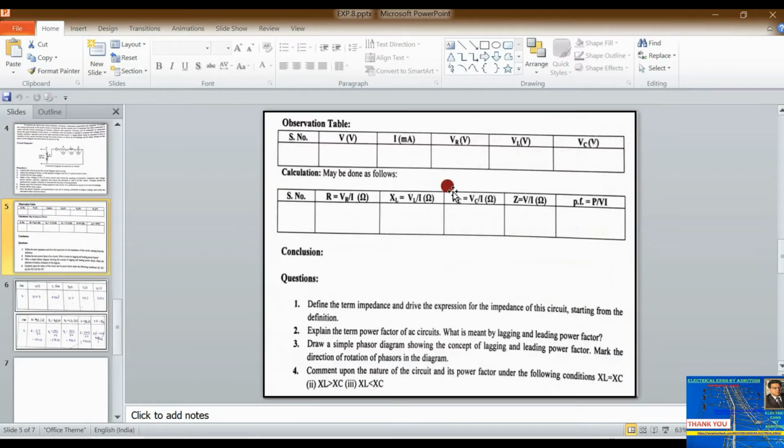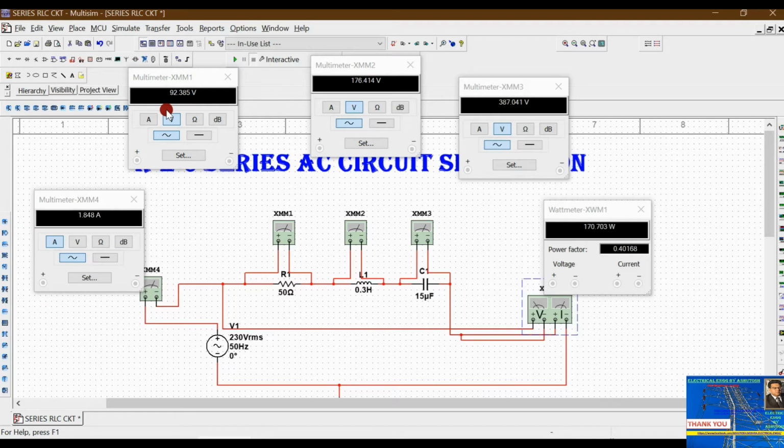Okay, so once you get this reading, this is the supply voltage column. See the observation table. This is voltage across resistor. So put the value of VR in place of VR. Then put the VL, voltage across inductor. What is VR? See, this is VR, 92.385.